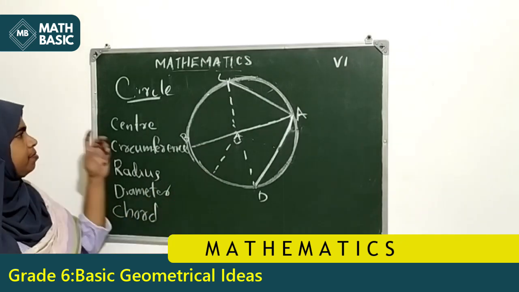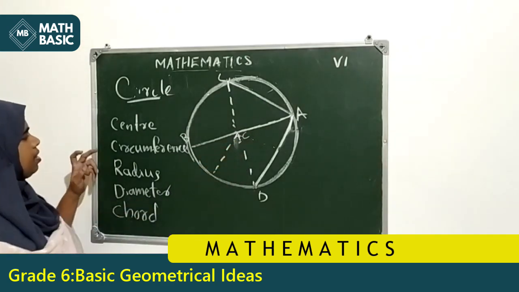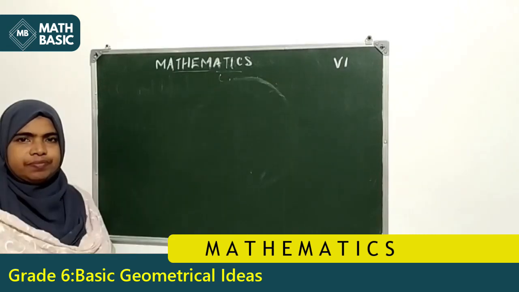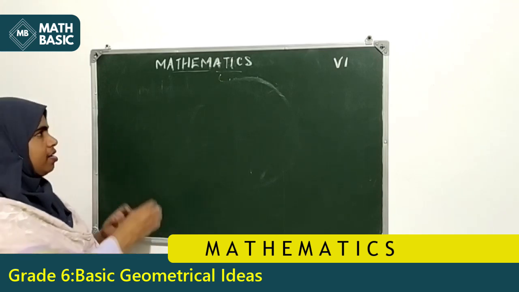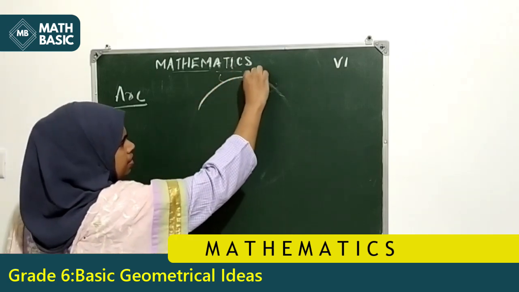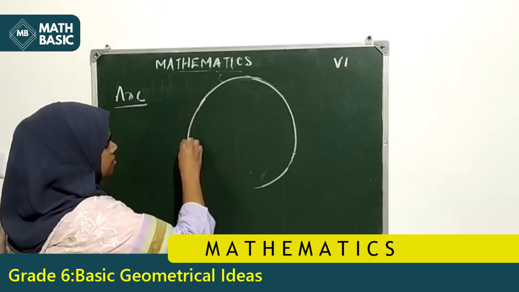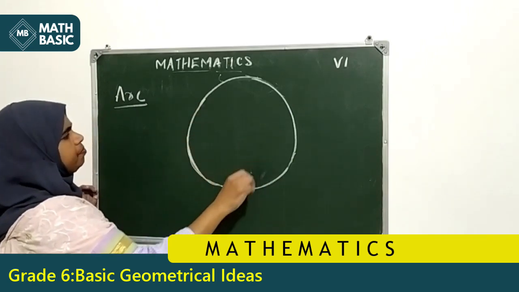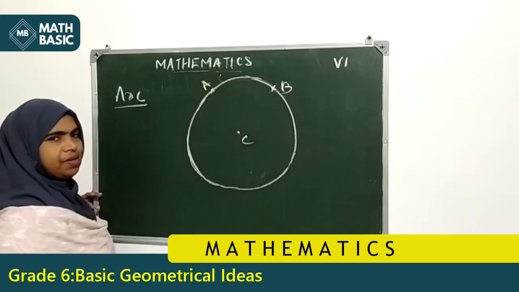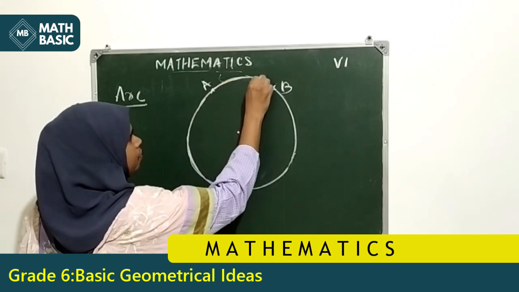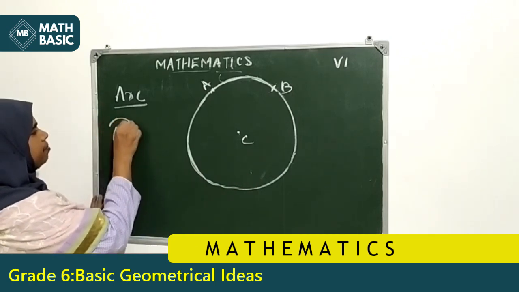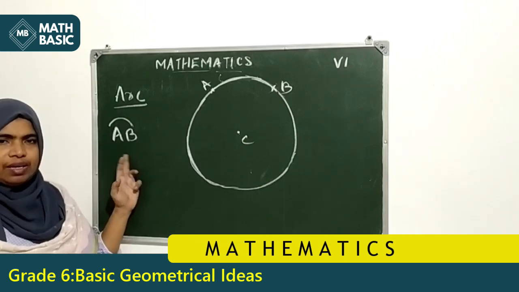So here we discussed center C, circumference, radius, diameter and chord. Then, arc. What is an arc? We know an arc is a part of a circle. This is a circle, center C, here points A, B. This is a part of the circle, that is arc AB. Denoted as arc AB. Read it as arc AB.